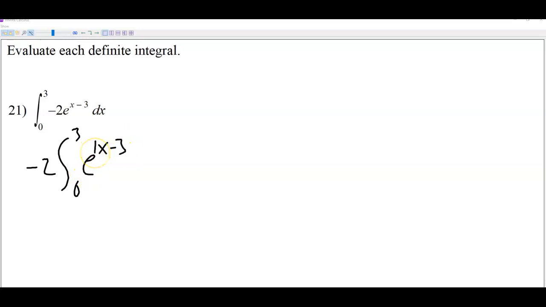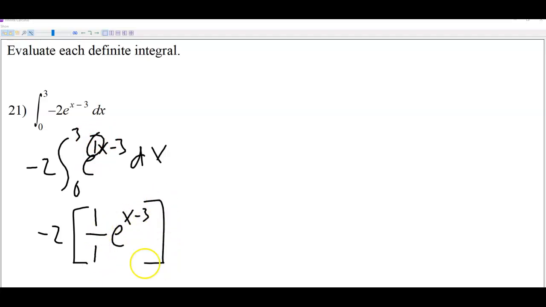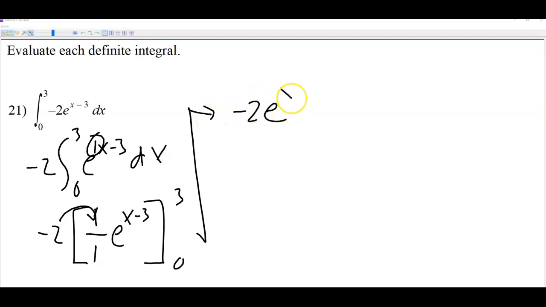The number in front of the x is like a 1. So I have -2, so we'll leave that there. And I'm going to have 1 over that number, and then e to the x minus 3. Now I can simplify this. If I multiply this -2 in there, it basically just comes out to be -2 e to the x minus 3. And we're ready to go ahead and plug the numbers in.